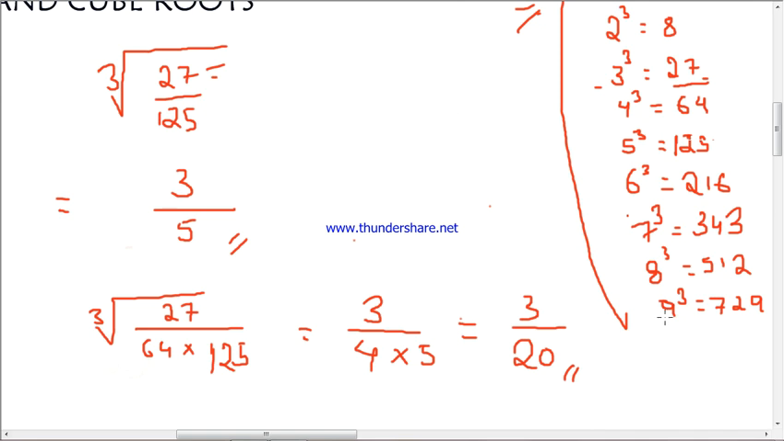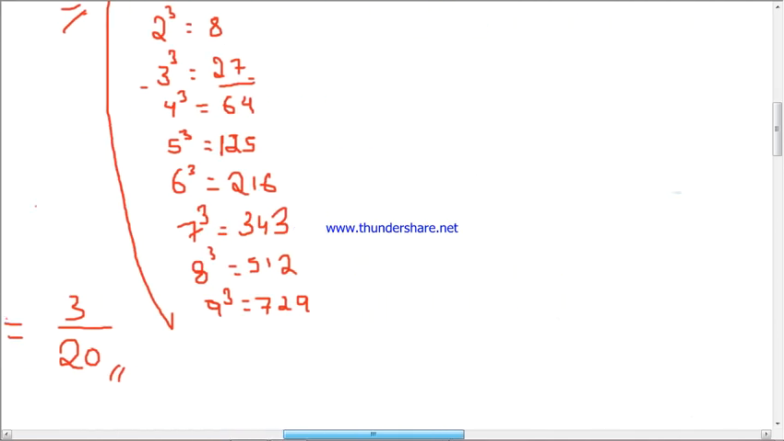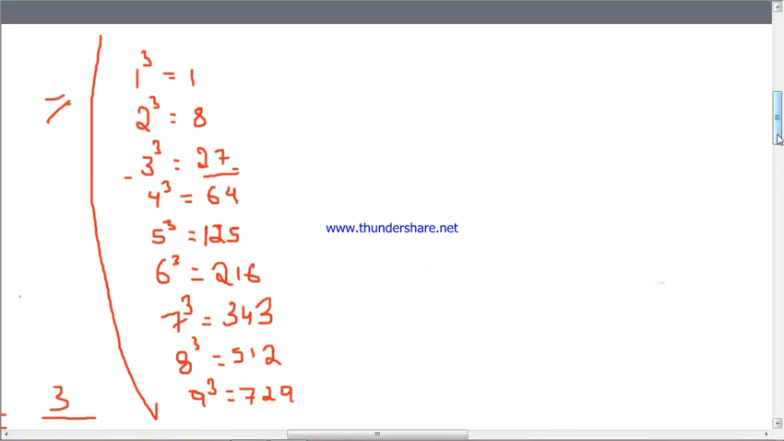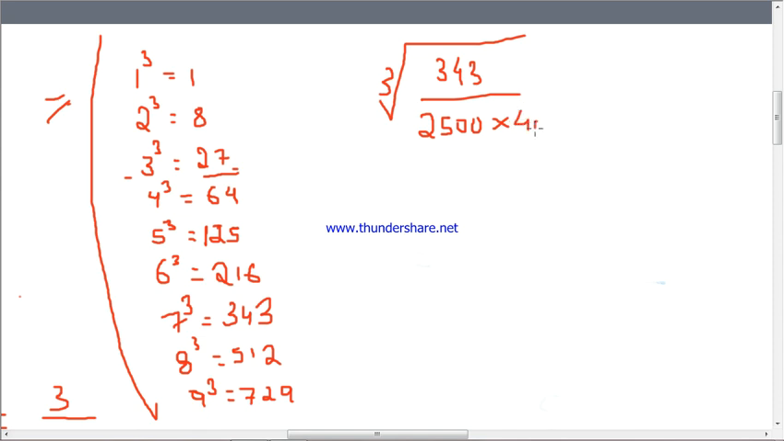Okay, next, now let's choose a little bit more difficult number. Let's keep this table with us only. Let's say, find the cube root of 343 divided by 2500 multiplied by 400. Now we have a small problem with us.